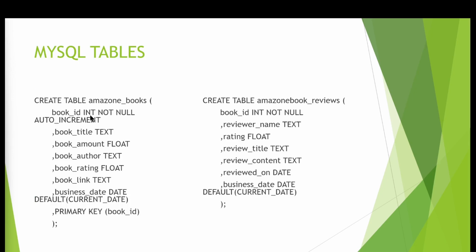In the MySQL database, we have created two tables, Amazon Books and Amazon Book Reviews. In Amazon Books, we have book ID and business date, and all the rest are columns or fields fetched by the book list spider. The primary key for Amazon Books is book ID. In the same way, for Amazon Book Reviews, we have book ID, which is a foreign key from Amazon Books, and we have a business date. All the rest of the fields are fetched by the book review spider. The primary key for Amazon Book Reviews is a combination of book ID, reviewer name, and business date.